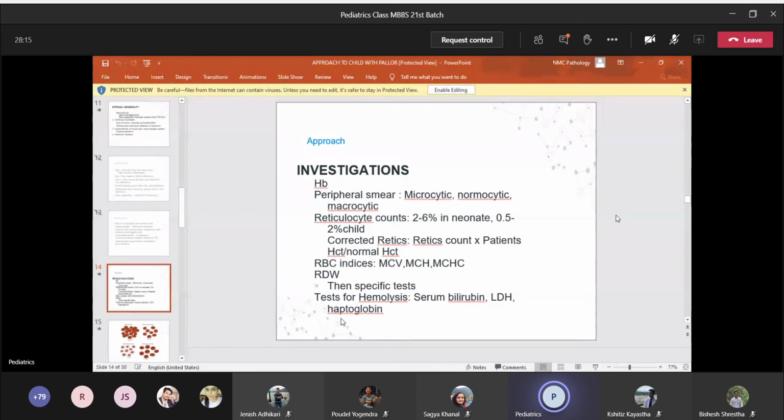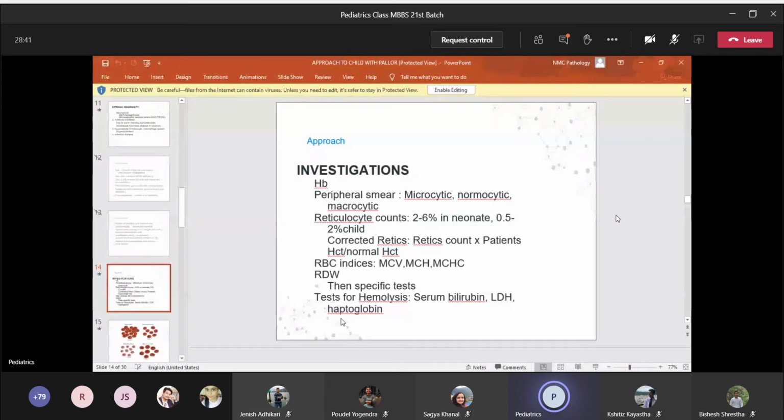We label it as anemia. So hemoglobin level will be decreased. In peripheral smear we can see either microcytic, normocytic, or macrocytic anemia. We also have to see the reticulocyte count. What is the normal reticulocyte count in neonates? It is 2 to 6% in neonates, and in children the normal value is 0.5 to 2%.